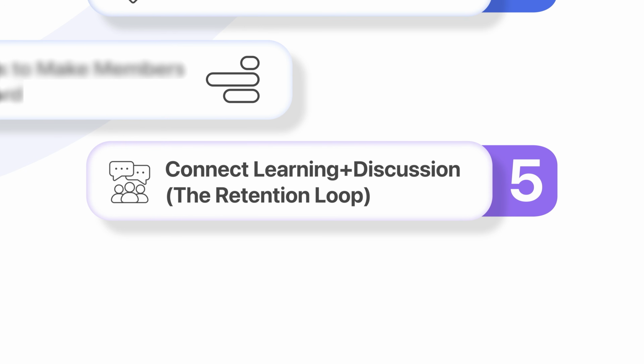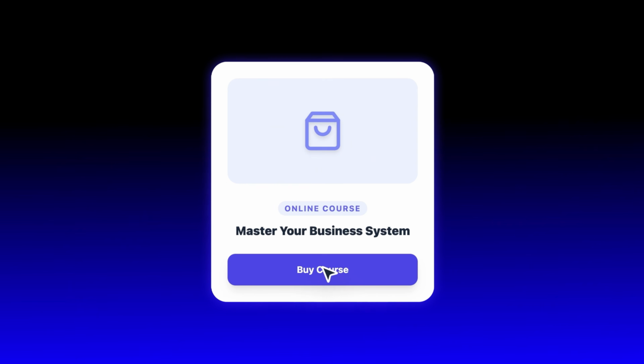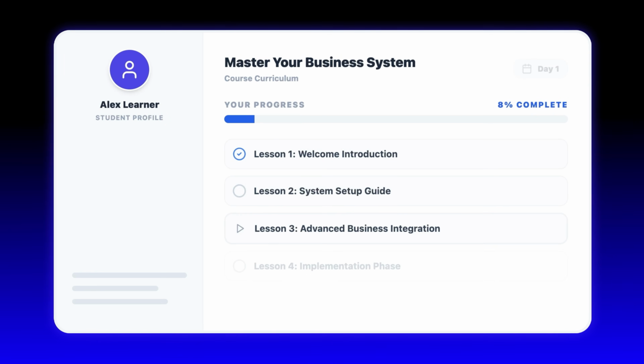Step 5. Connect learning plus discussion, the retention loop. If you sell courses, coaching, or educational content, this step is massive. One of the biggest problems with online courses is that people buy, watch a few lessons, get stuck, and disappear. Not because the course is bad, but because learning alone is hard. People need support. They need accountability. They need a place to ask, am I doing this right?